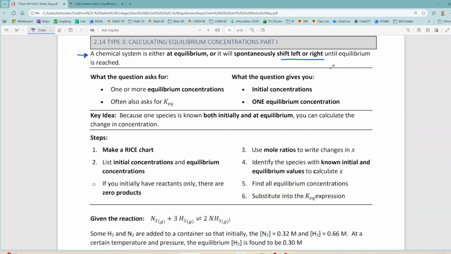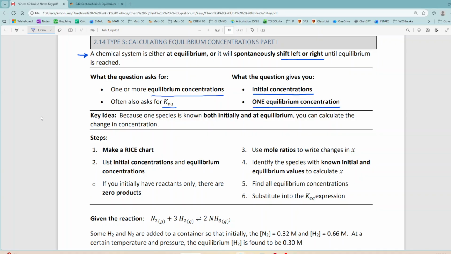What we're going to use now is math to determine, if we know the initial concentrations, then we know what the equilibrium concentrations will be given certain scenarios. And in type 3, the scenario will be that the question will ask you for one or more equilibrium concentrations and maybe KEQ, but most importantly, it's going to give you the initial concentrations of all your species, and then it's going to give you the concentration of one of your species at equilibrium. Now, it could give you two, but it's kind of like giving you one.